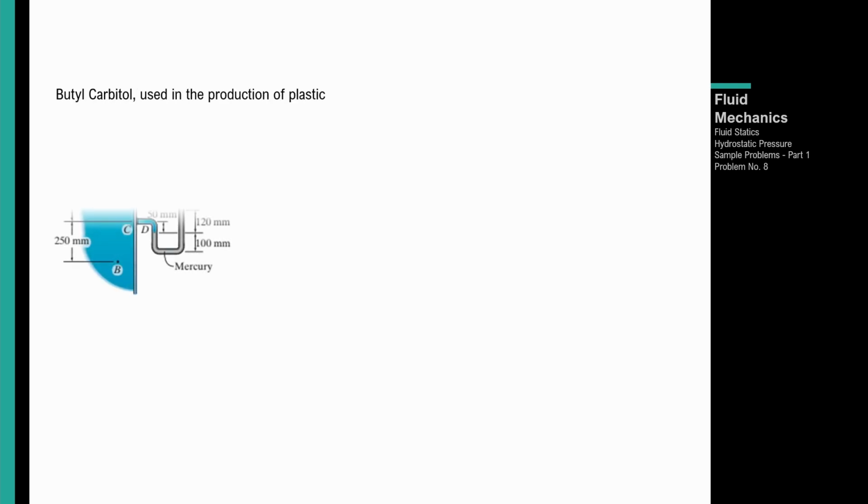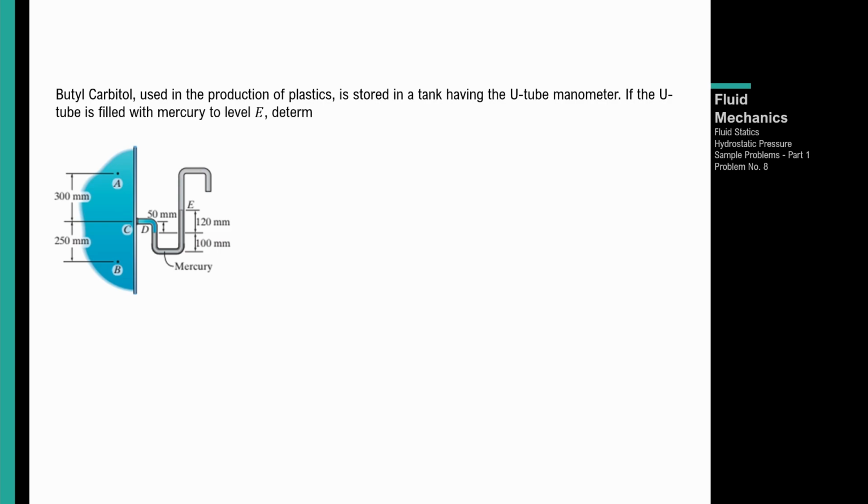Problem number 8. Butyl carbitol used in the production of plastics is stored in a tank having a U-tube manometer. If the U-tube is filled with mercury to level E, determine the pressure in the tank at point B. Use specific gravity ng mercury, which is equal to 13.55, and specific gravity ng butyl carbitol, which is equal to 0.957. So, ang kukunin ay yung pressure sa point B.